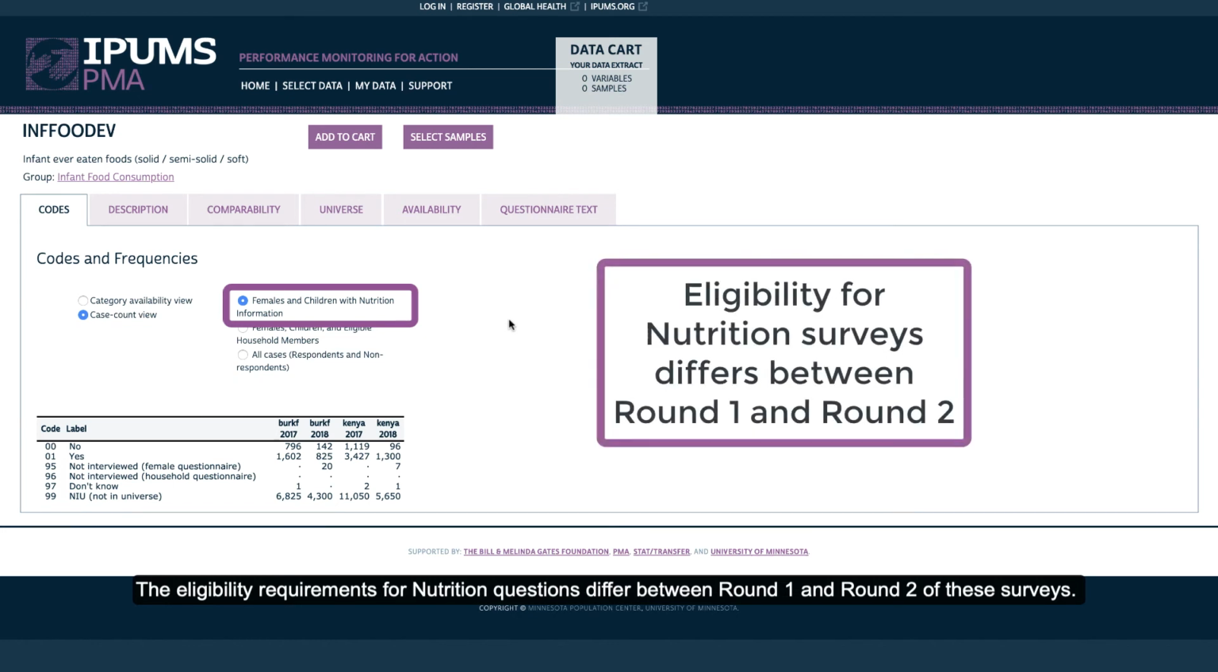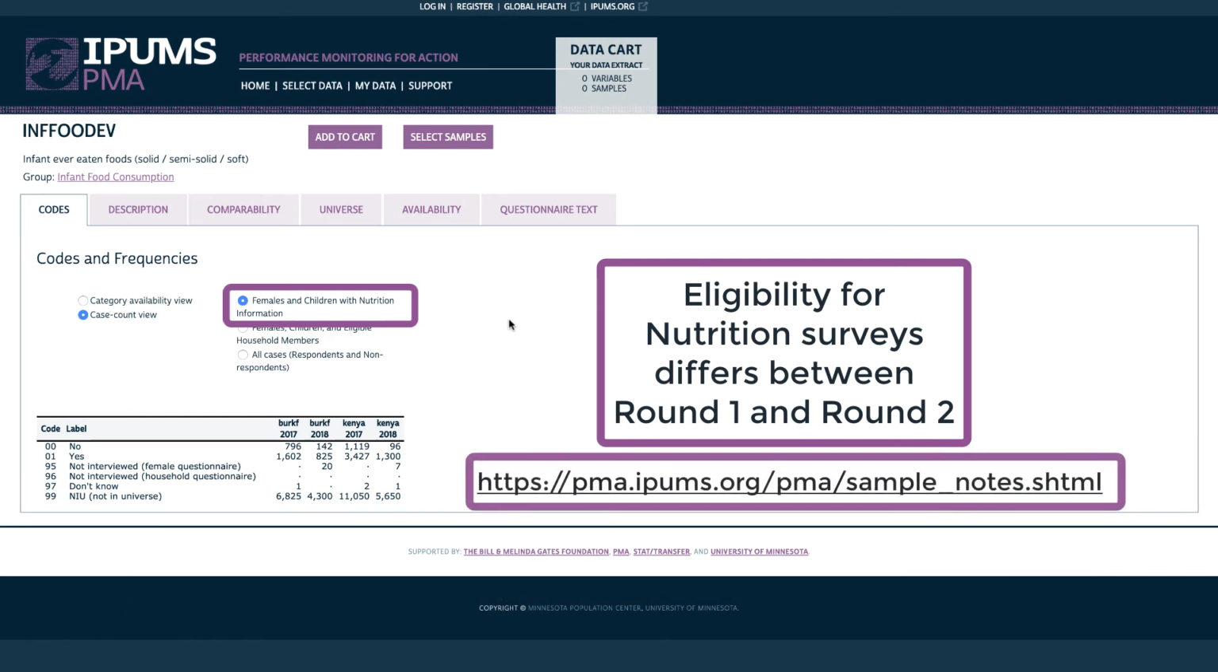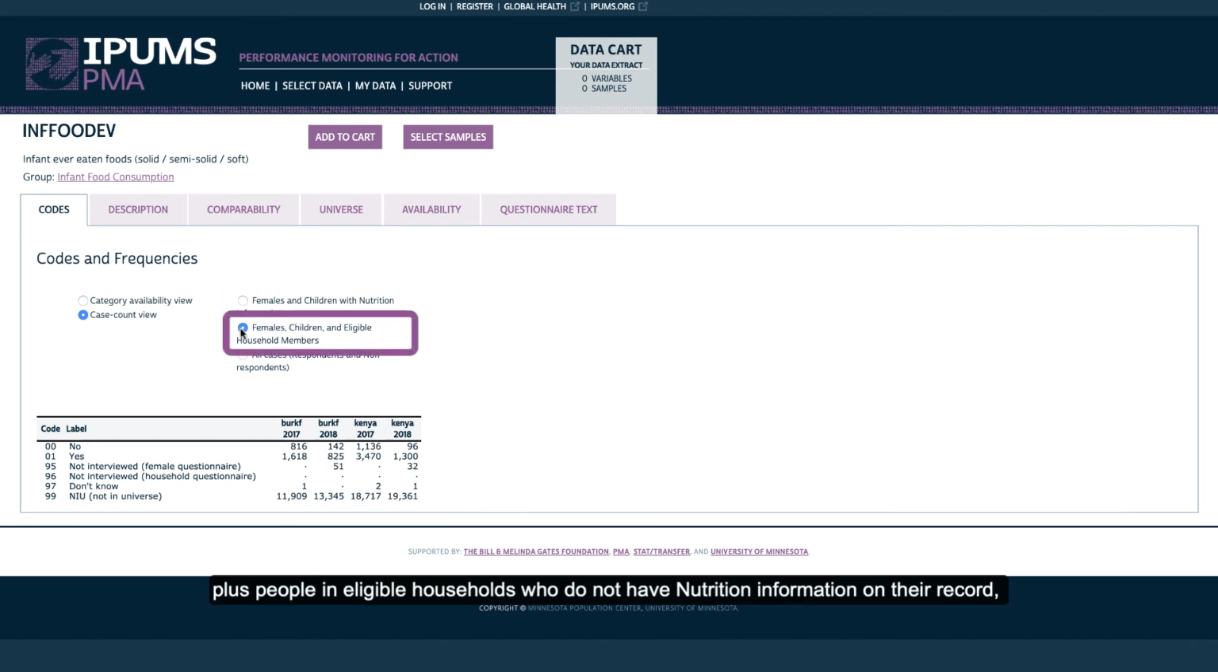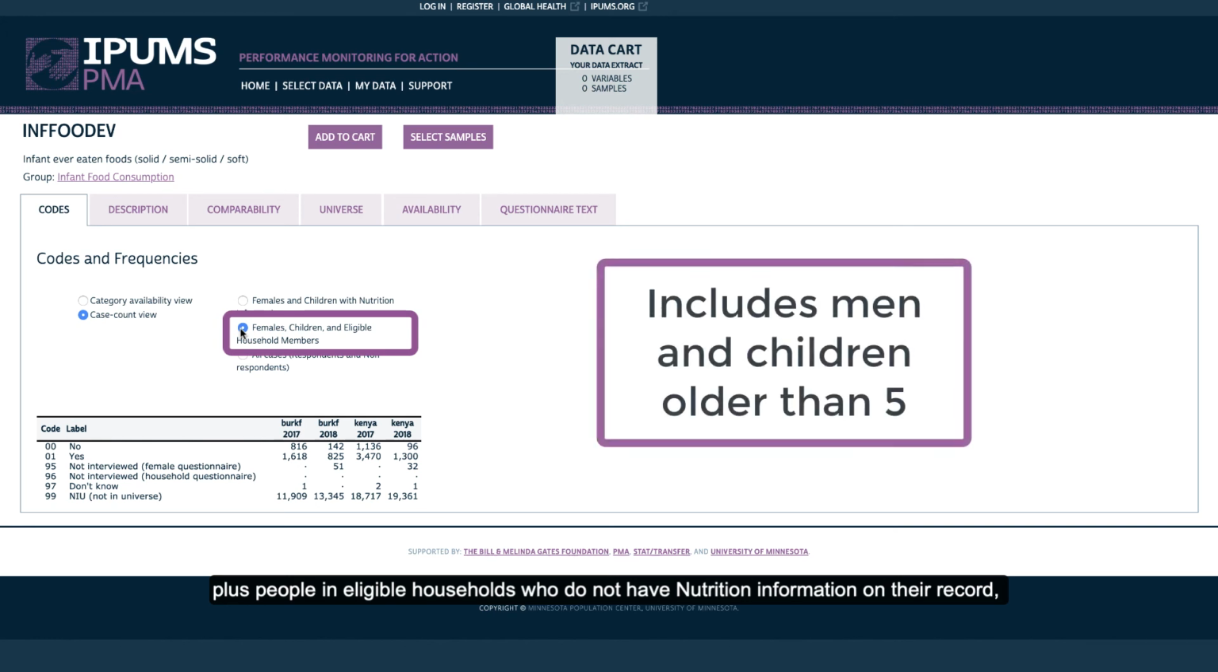The eligibility requirements for the nutrition questions differ between round 1 and round 2 of these surveys. See our sample note on nutrition surveys for more information. You can also select cases included in the default, plus people in eligible households who do not have nutrition information on their record, such as men or children older than 5.